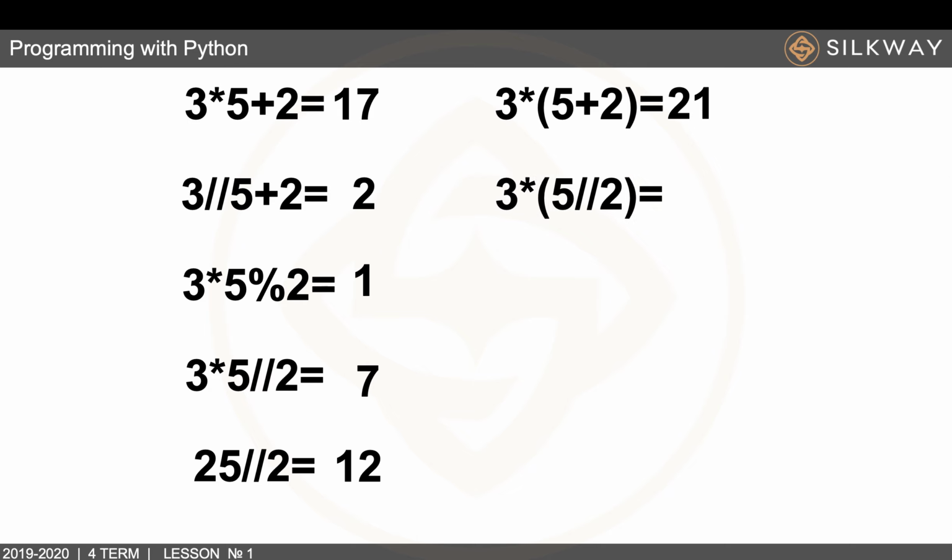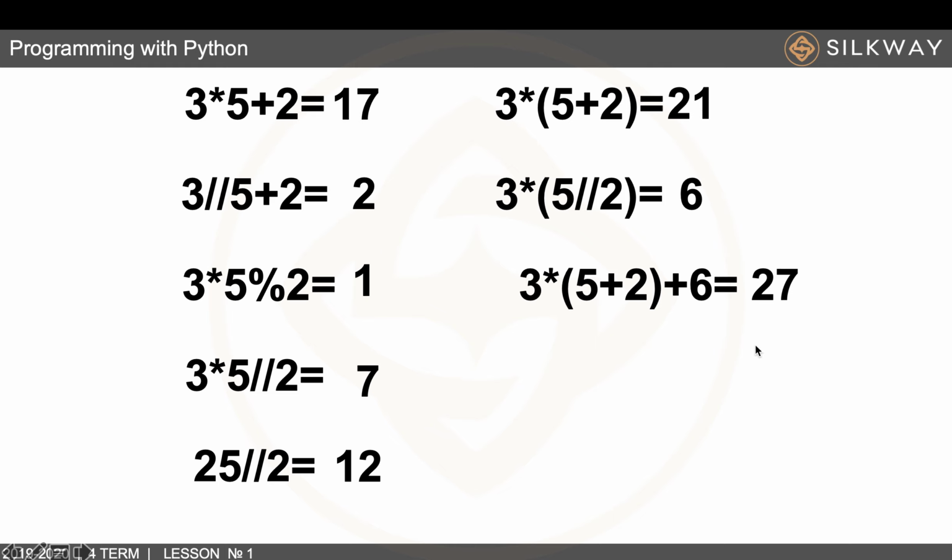Okay, next example. 3 times 5, floor division 2. The result in 3, 2, 1 is 6. Next one. 3 times 5 plus 2 plus 6. The result is 27. Wow. 5 plus 2 is 7. Times 3 it will be 21. Plus 6 is 27. If there were a parenthesis here, it would be 5 plus 2 is 7, plus 6 is 13. 13 times 3 will be 39.